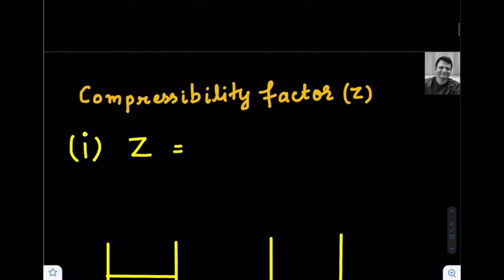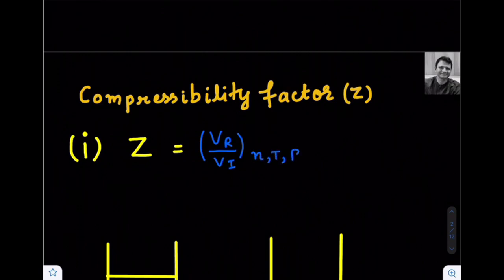When we are writing compressibility factor, basically we are comparing a real gas and ideal gas under identical conditions. So the first way to represent compressibility factor is volume of real gas upon volume of ideal gas. In the numerator we are writing volume of real gas, in the denominator there is volume of ideal gas, and we are comparing the volume of real gas with respect to ideal gas under the same condition of number of moles, temperature and pressure.